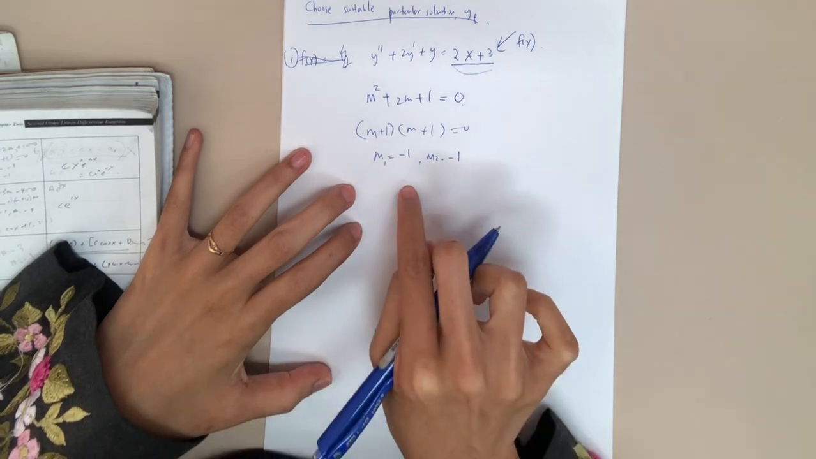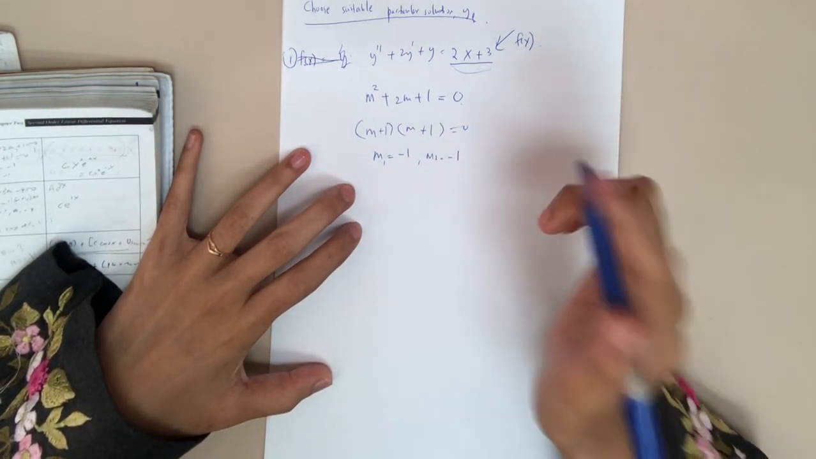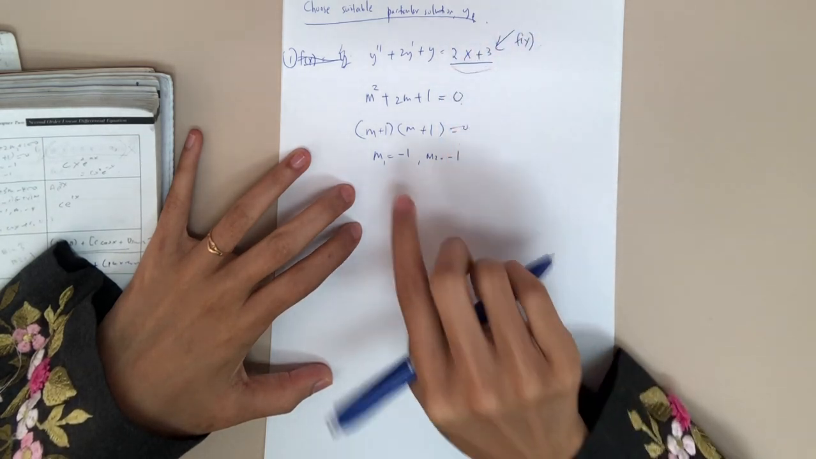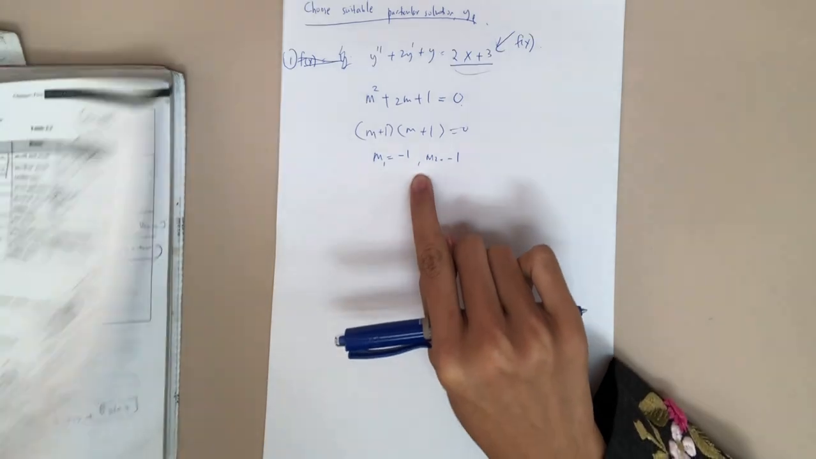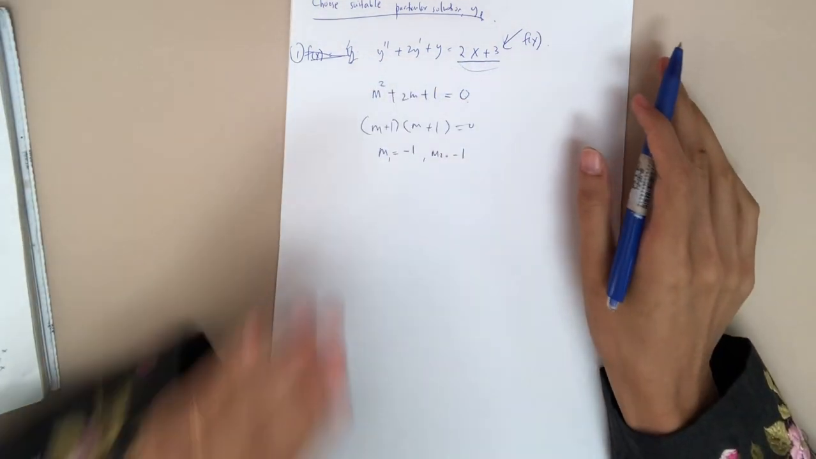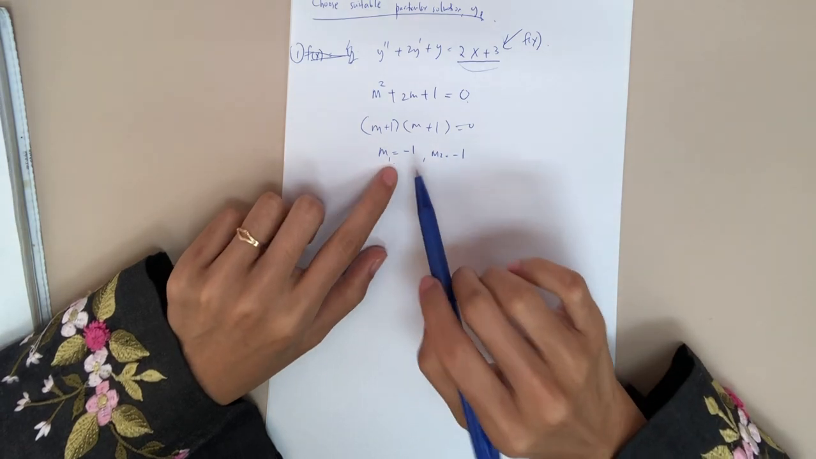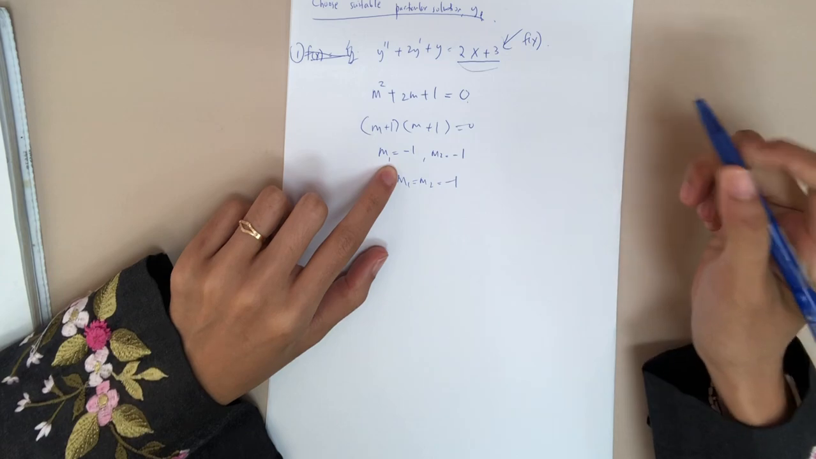So it's real and repeated, but we don't need to know about the repeated one. Actually, we want to focus on f(x), but we still need to find the m, because from the table we need to know our roots. So now you can see that m1 and m2 are equal to negative 1.